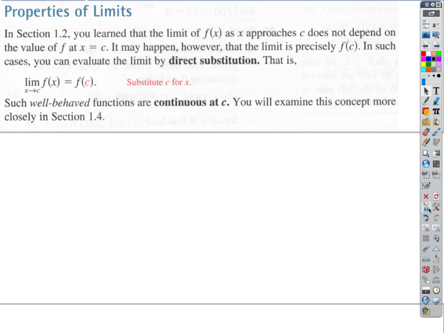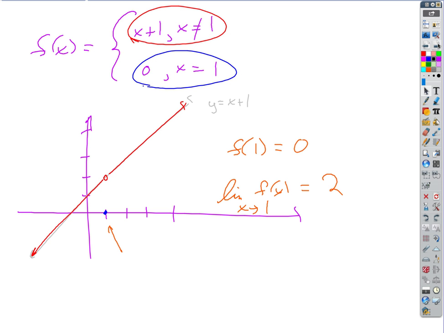Okay, so we get this idea that we don't really care what's happening at c, as far as the limit's concerned. But a lot of times, it's easier than what we just graphed. A lot of times, we don't have a hole in the function, and so we don't have to do anything tricky. In this case, we can see where we think we're going to stand on the function, and it's right there, right? And so that's why the limit of f of x as x approaches 1 is 2.